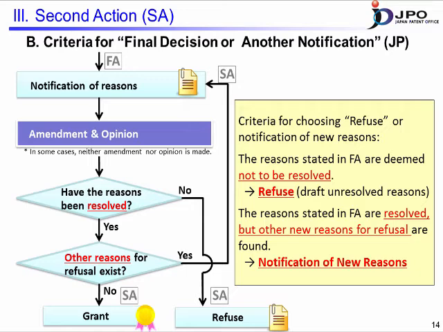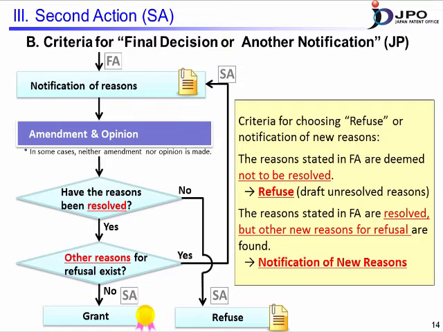Sometimes the amendment is not good enough to resolve the reasons stated in the FA. In such a case, examiners can refuse the application on the same grounds. When the reasons stated in the FA are resolved, but other new reasons for refusal are found, the examiner drafts a notification again as an essay. Sometimes the examiner finds other new reasons for refusal for an amended claim. In this case, the examiner drafts a notification again. When the reasons stated in the FA are resolved and no other reason exists, the examiner grants a patent.